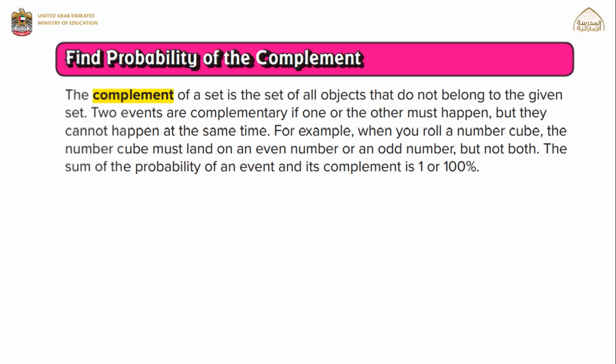Find the probability of the complement. The complement of a set is the set of all objects that do not belong to the given set. Two events are complementary if one or the other must happen, but they cannot happen at the same time. For example, when you roll a number cube, it must land on an even number or an odd number, but not both. The sum of the probability of an event and its complement is 1, or 100%.